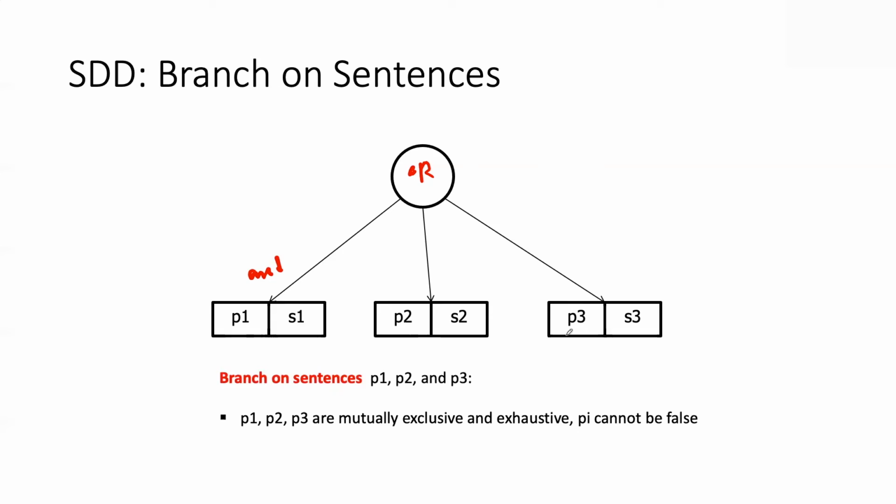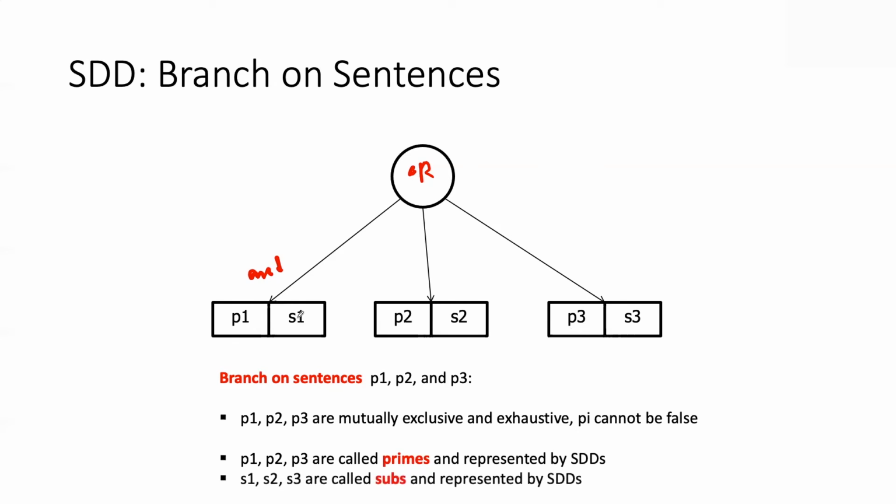And as far as notation, we call these P1, P2, and P3 primes. We call the S1, S2, and S3 subs. So a decision node is made of a number of prime sub pairs. And again, the intuition is that primes are mutually exclusive and exhaustive. And depending on which one of them is true, then I pick up the corresponding sub.